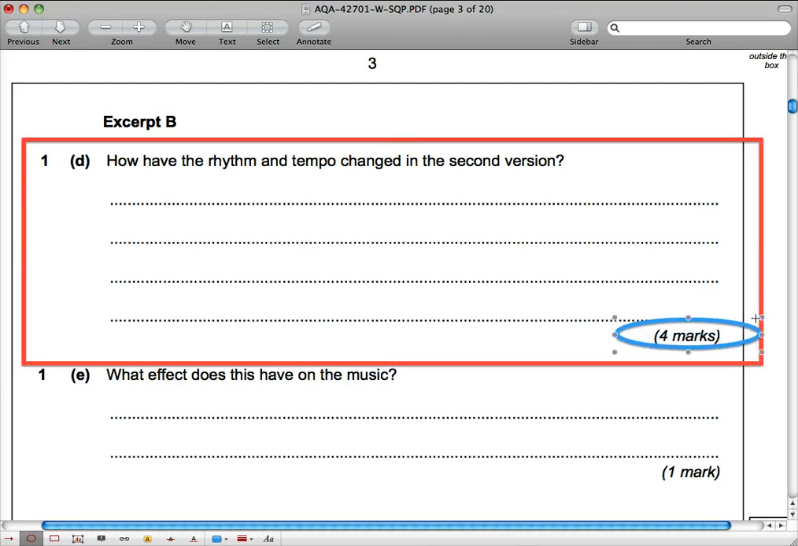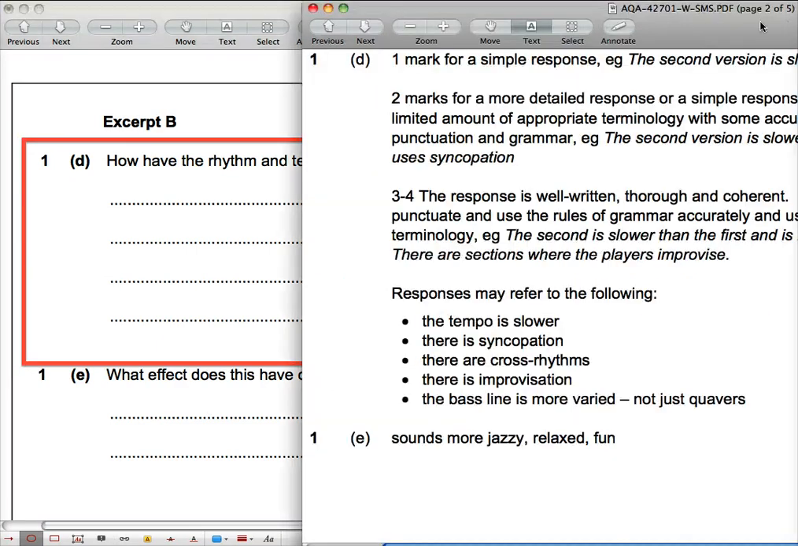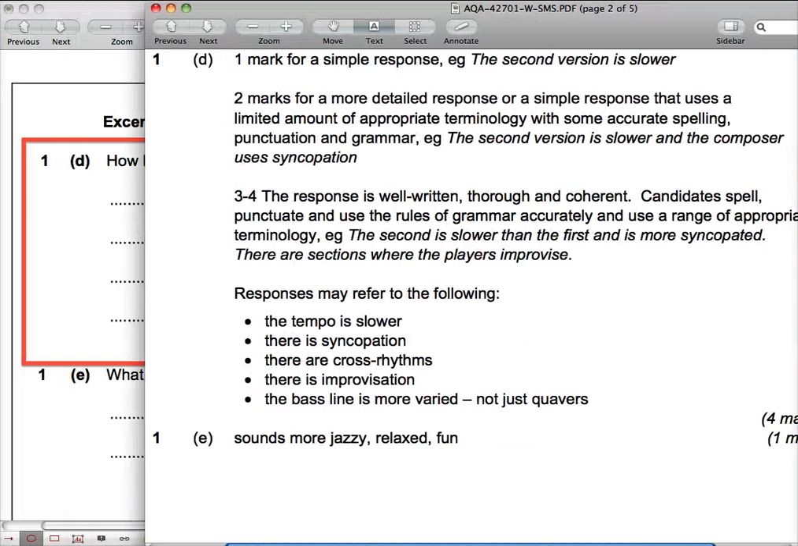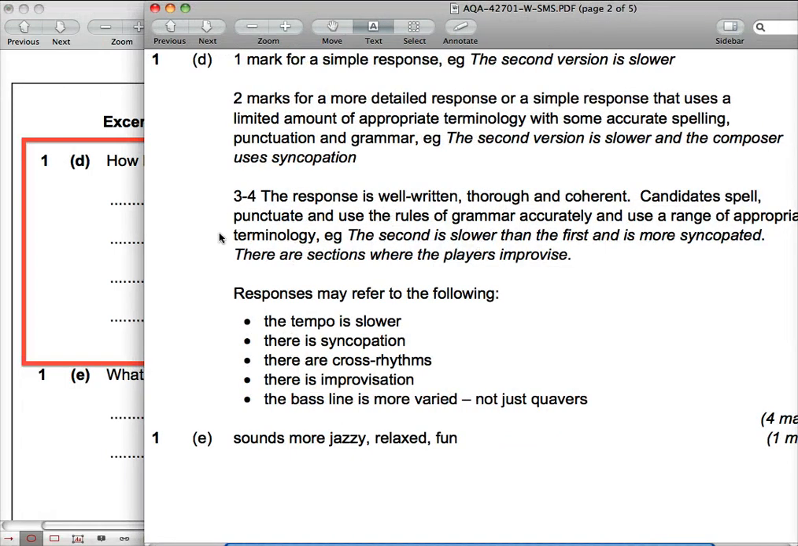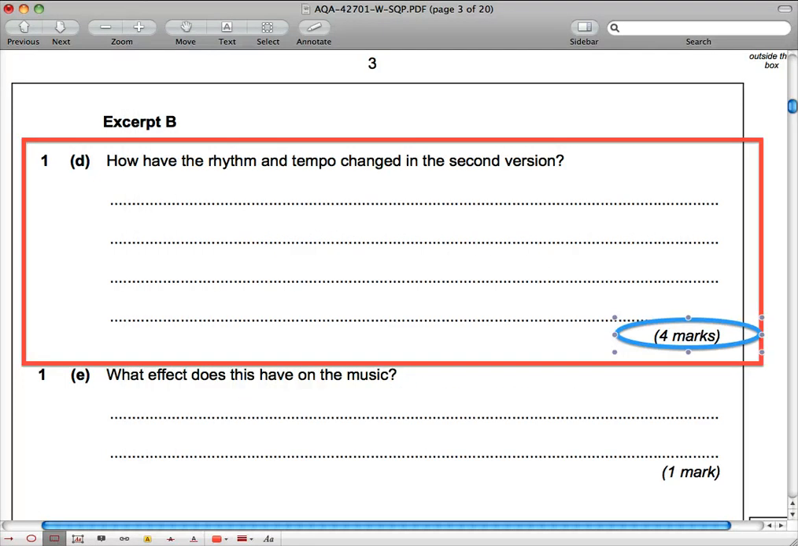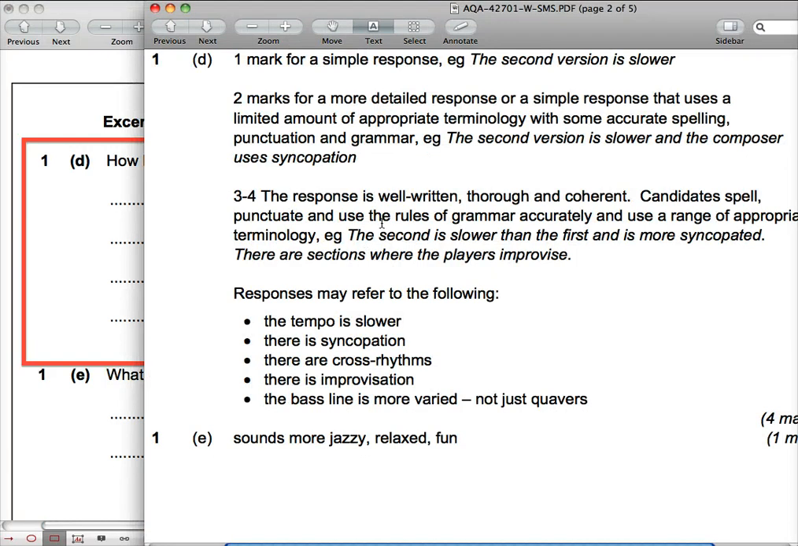4 whole marks. Now interestingly, in the mark scheme here, it tells us that you get an additional mark for your spelling, punctuation and grammar. If I just highlight that for you here. So making sure that that's appropriate will actually top you up to your 4th mark.